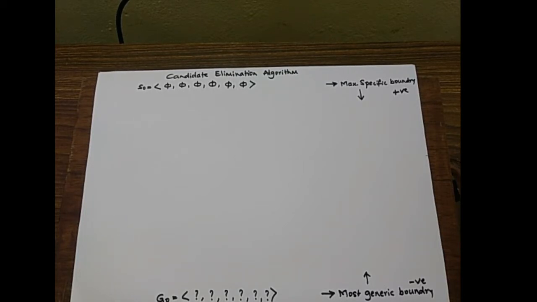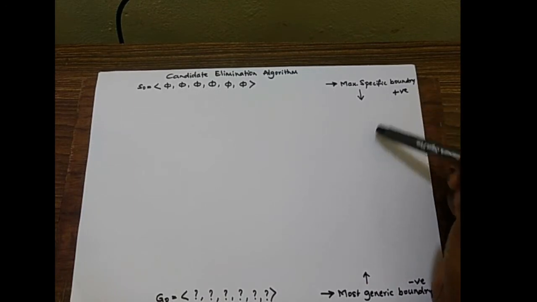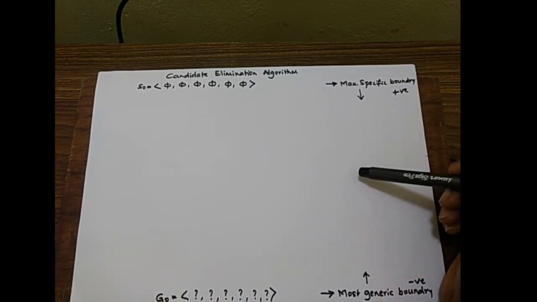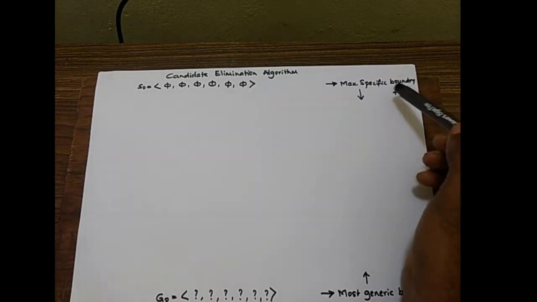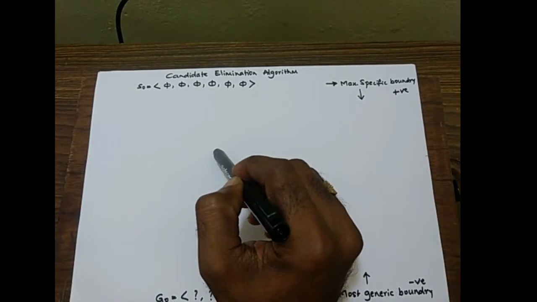We will also define a generic boundary which will have all question marks, that is 6 question marks. So G0 will indicate the most generic boundary, which will take negative training samples and which will shrink. The maximally specific boundary will grow, whereas the most generic boundary will shrink. The maximally specific boundary will grow, as we have seen in the case of the Find-S algorithm.